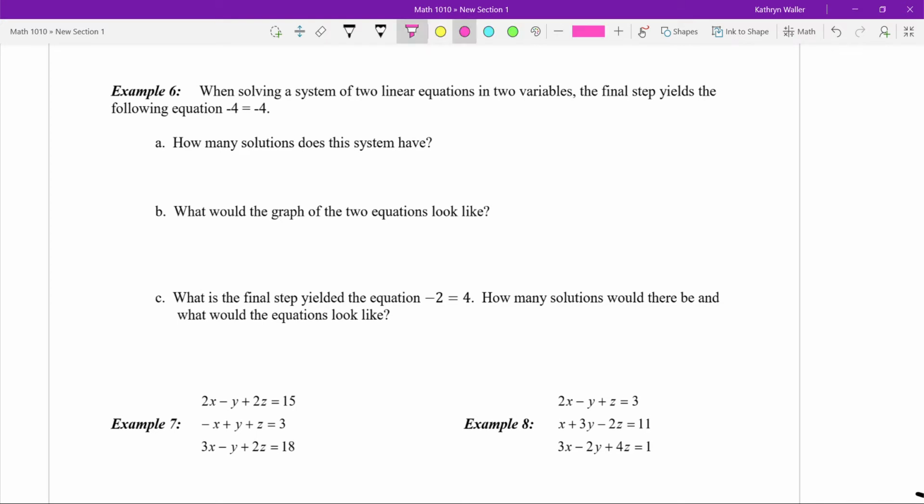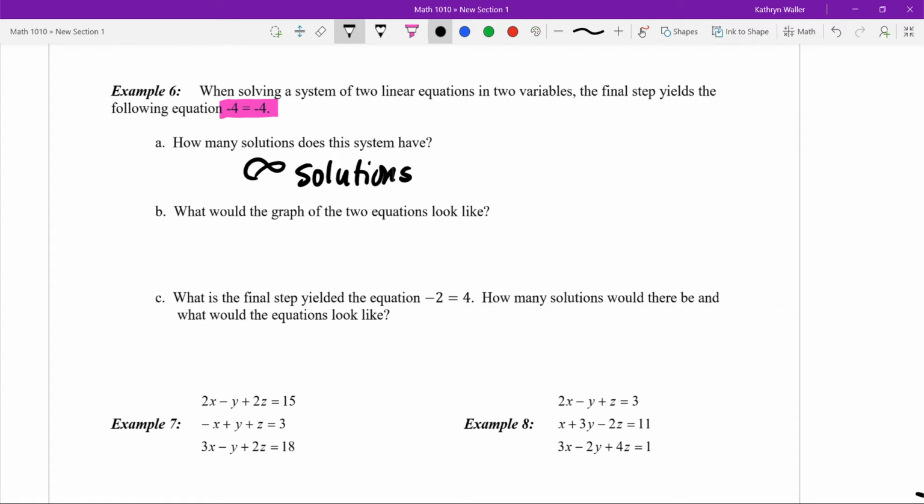If you're solving something, this is really important. Say you're using substitution and elimination, and you end up with -4 equals -4. Don't panic. Is -4 equal to -4? Yes or no? Yes. When are they equal to each other? Just some of the time? Always. So what would the answer be? It would just be everything, which would be infinite solutions.